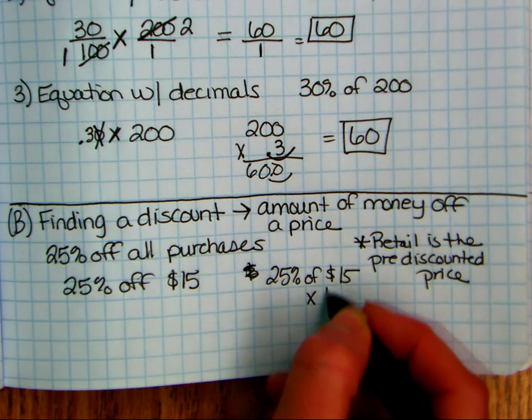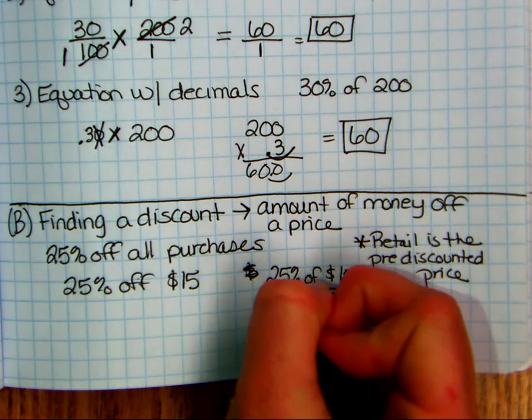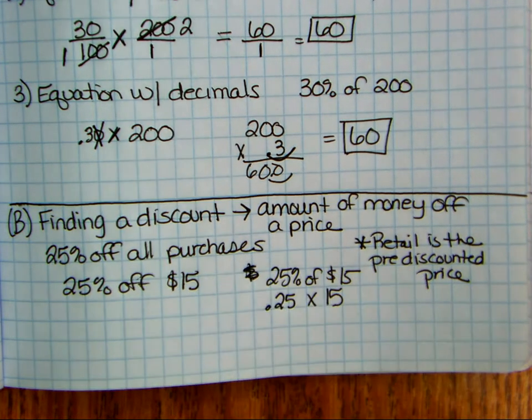Multiplication. Okay, we're going to drop our 15 down. Can somebody convert 25% to a decimal for me, please? Jacqueline? 0.25 or 25 hundredths? Good.